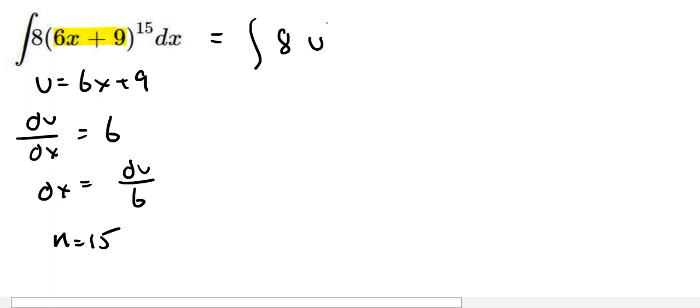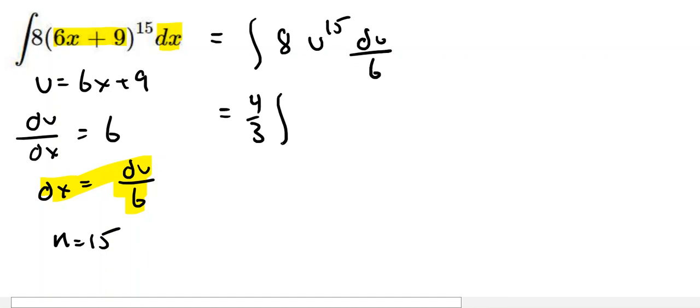And now we want to take out dx and put in what dx is equal to, which is du over 6. And nothing to cancel out. There are no x's, so we're good. So let's bring the 8/6, which is 4/3, out in front. And we have u to the 15th du.